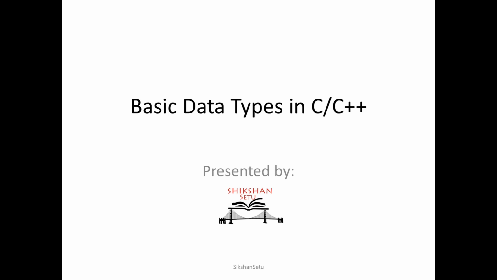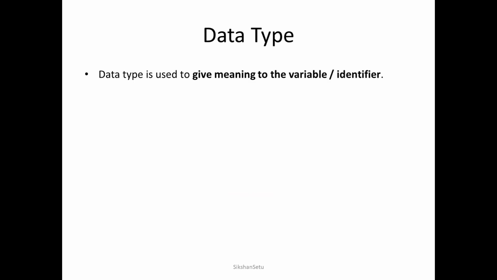Hello friends, in today's video we'll be talking about basic data types available in C and C++ programming language. So first of all we try to understand what is the meaning of data type or what is the use of data type. So data type is basically used to give the meaning to the variable or the identifier.